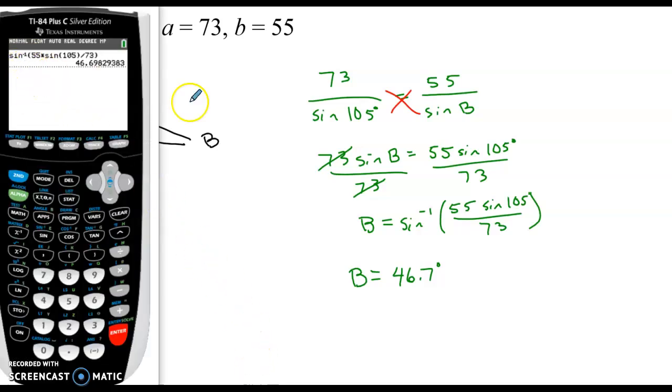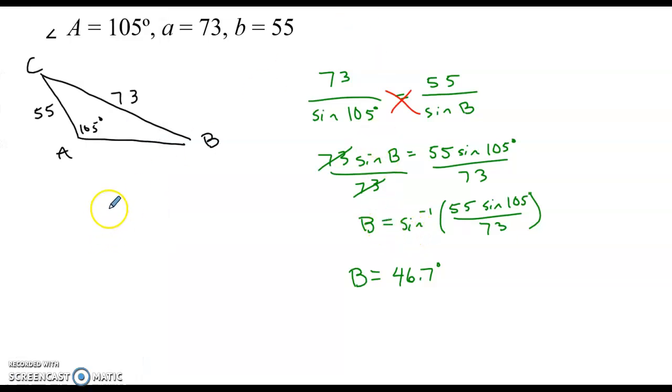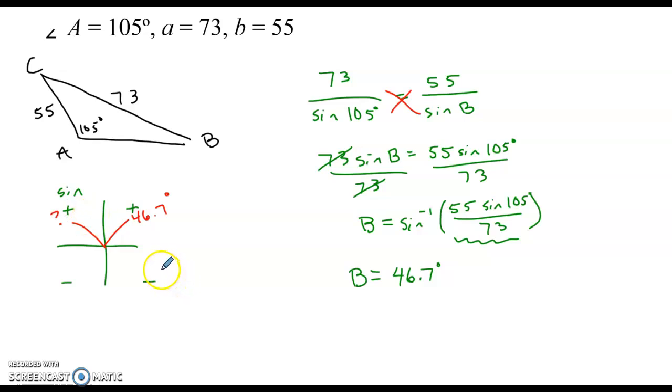And what I mean by that is, if you think back to when we learned about inverse sine, there's more than one answer. If you think about the sine function, sine is positive in quadrants 1 and 2 and negative in quadrants 3 and 4. So if you're looking for an angle that has a sine of whatever this is, there's actually going to be two different answers on the unit circle. There's going to be one answer in quadrant 1, and there's going to be another answer in quadrant 2. Now this answer right here, my calculator found is 46.7 degrees.